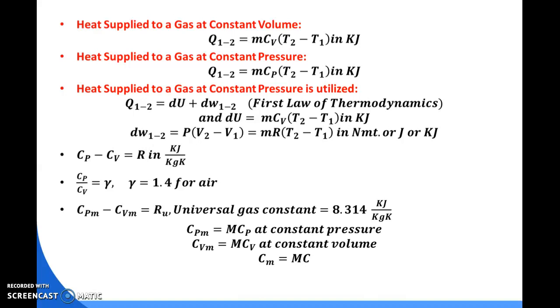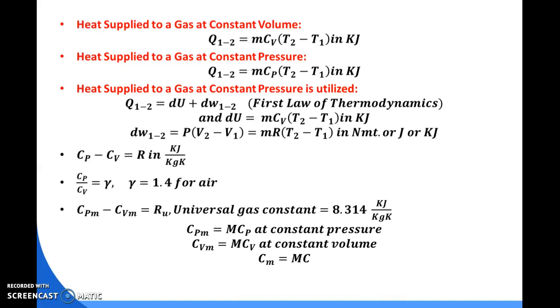Similarly, the heat supplied to a gas at constant pressure is Q12 equal to mCp (T2 minus T1). So, the amount of heat supplied to a gas at constant pressure is Q12, where m is the mass, Cp is the specific heat at constant pressure, and T2 minus T1 is the temperature difference, in total in kilojoule.